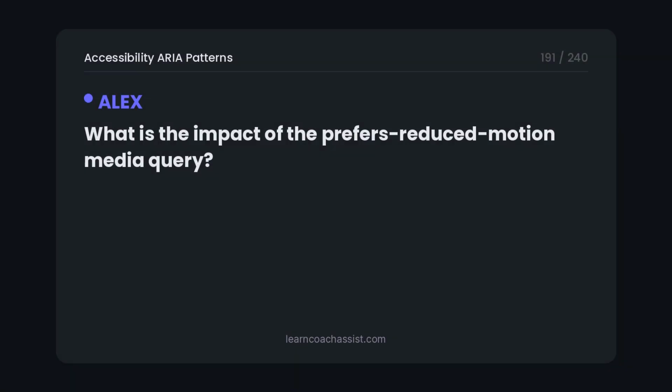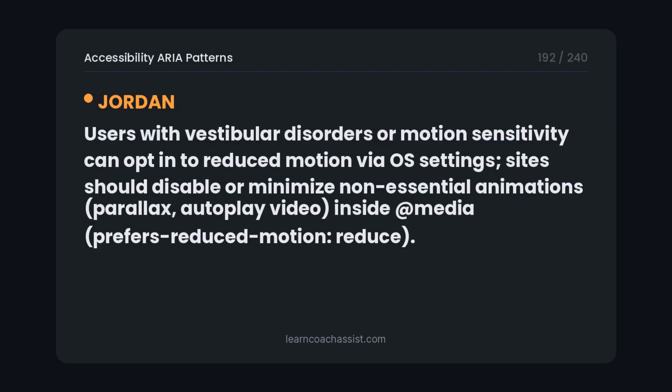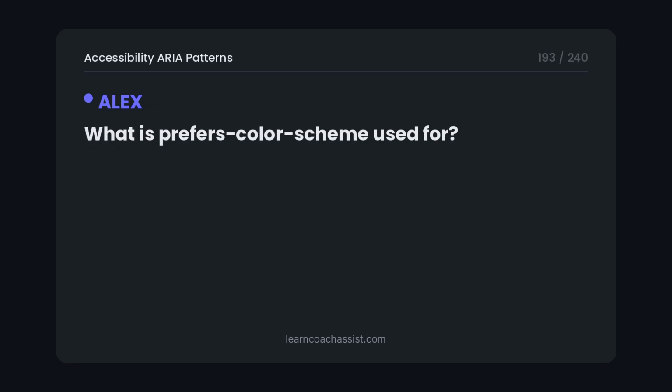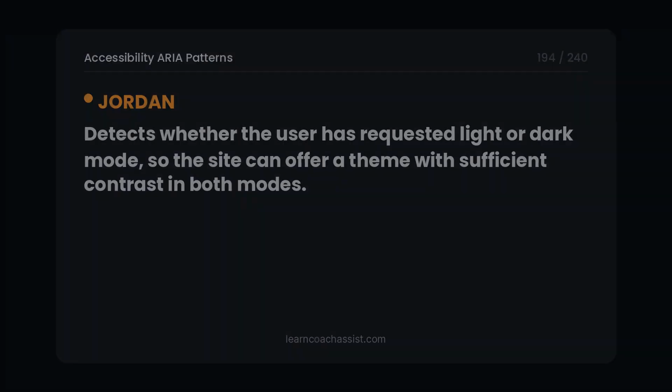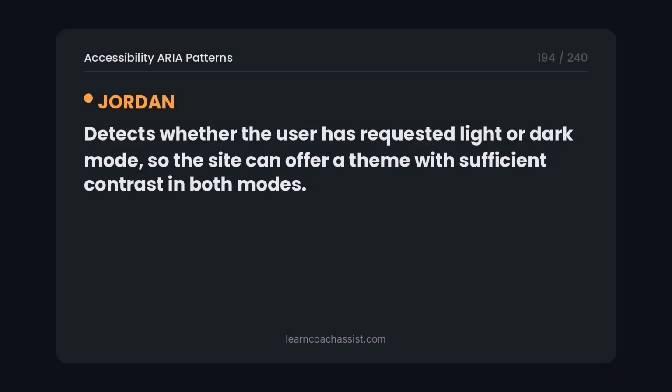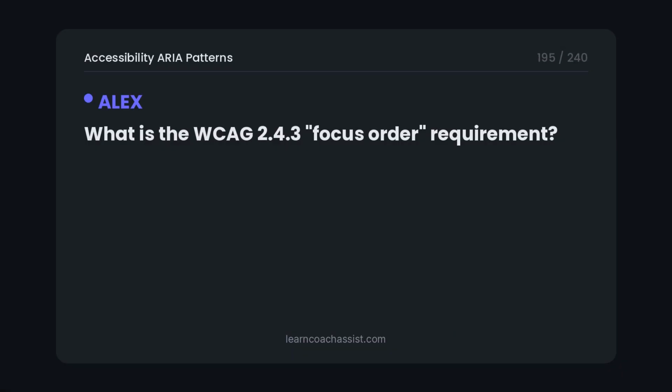What is the impact of the prefers reduced motion media query? Users with vestibular disorders or motion sensitivity can opt in to reduced motion via OS settings. Sites should disable or minimize non-essential animations, parallax, autoplay video, inside at media prefers-reduced-motion: reduce. What is prefers color scheme used for? Detects whether the user has requested light or dark mode, so the site can offer a theme with sufficient contrast in both modes.